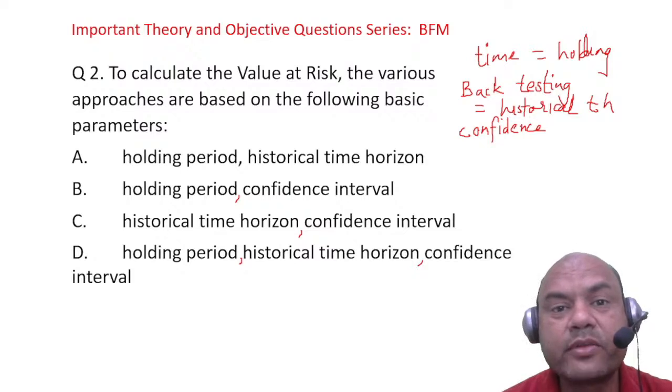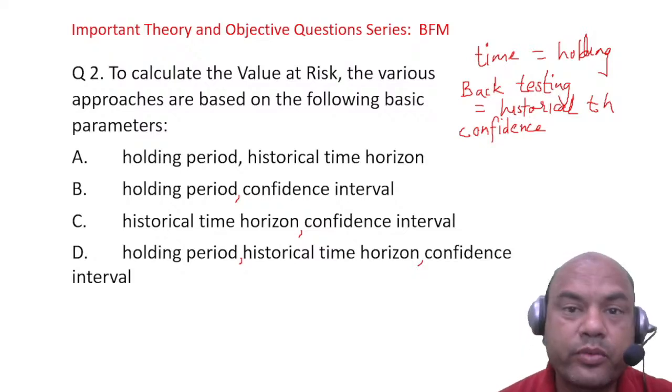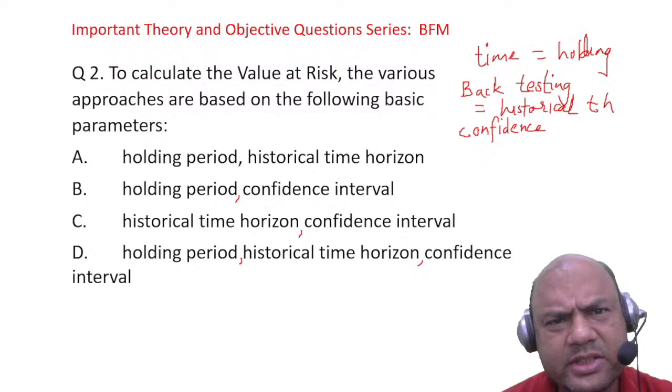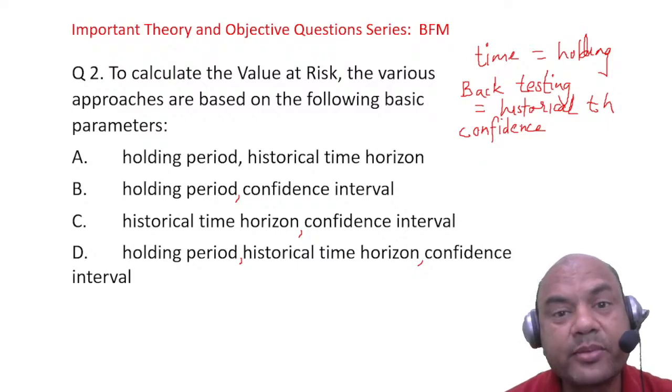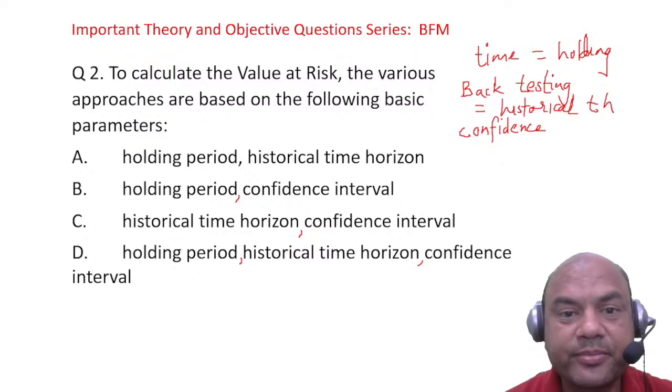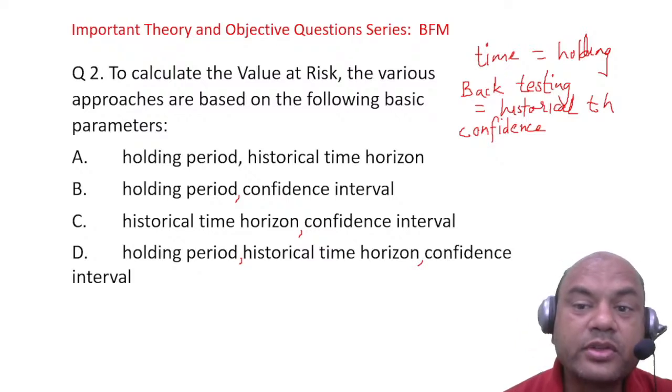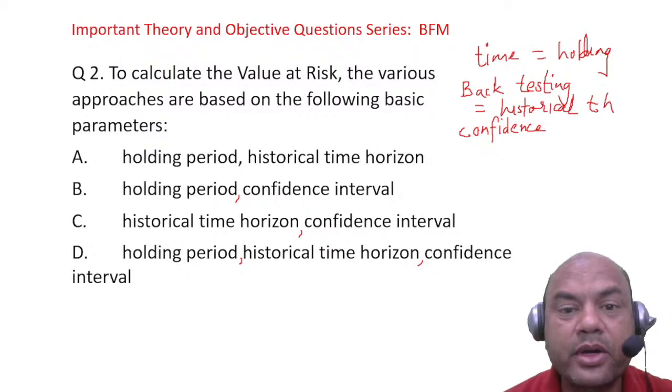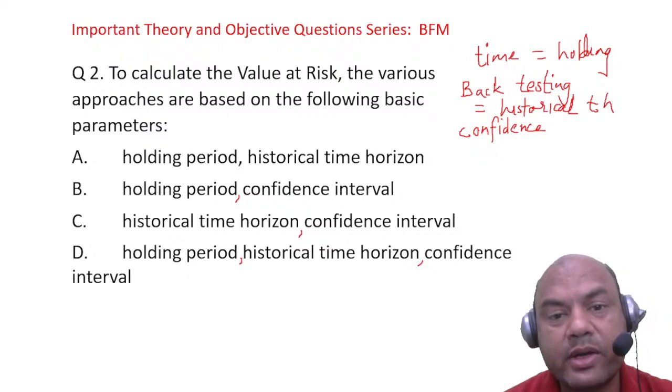The confidence intervals are, you might have heard of these 3 confidence levels, intervals or levels also you can call it, 68%, 95% and 99.7%. So these 3 are the important parameters while calculating the value at risk.